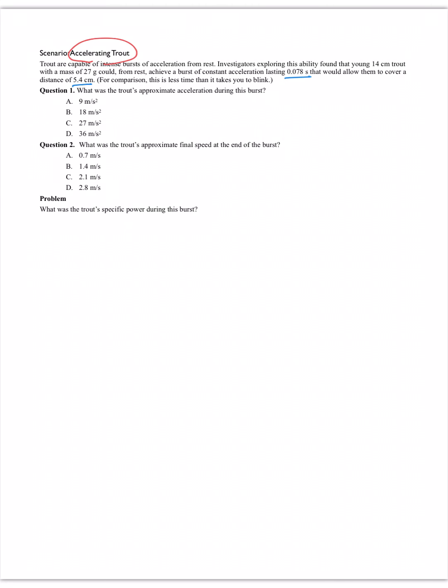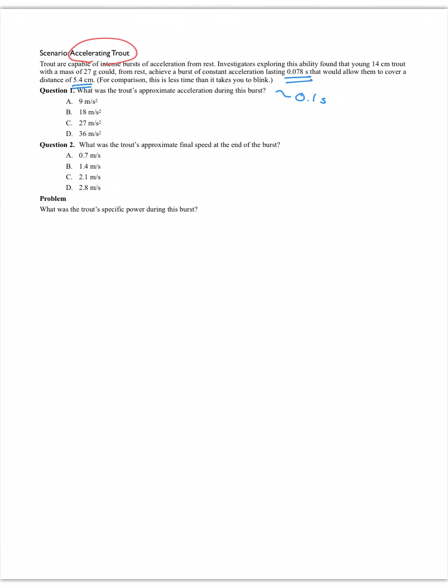So basically what they did is that they made the trout go a certain distance, and they did it at essentially constant acceleration. They went this far over this time. And that is a tiny amount of time. That is less than the time that it takes you to blink, which is about 0.1 seconds. So in 0.1 seconds, the trout moved several inches starting from rest, which is kind of impressive.